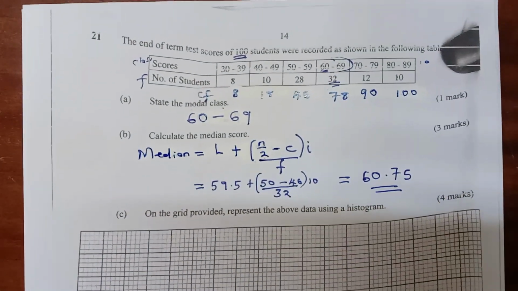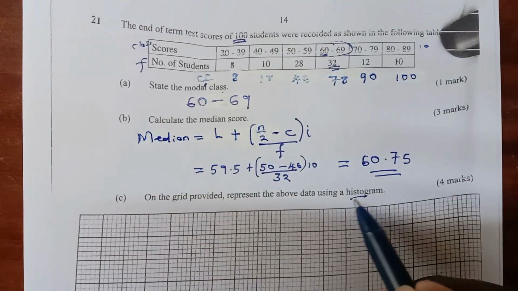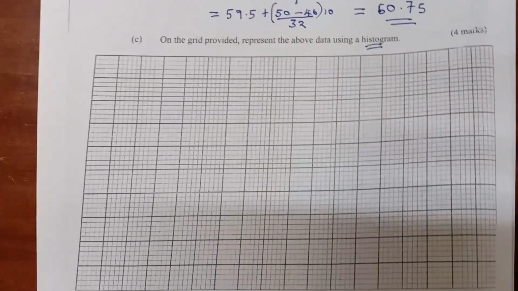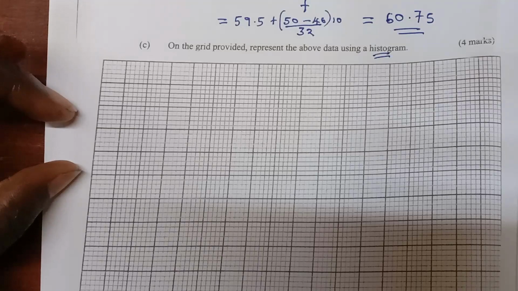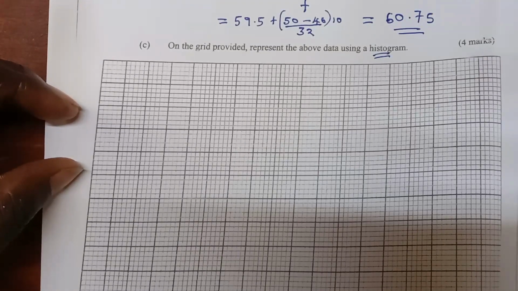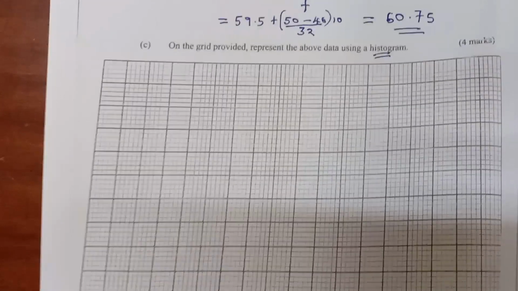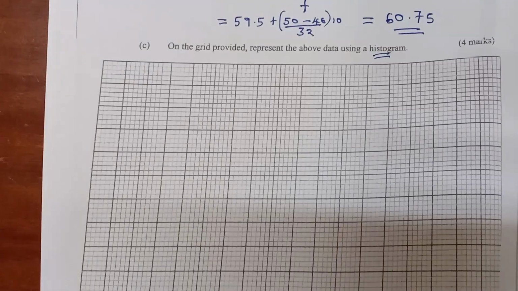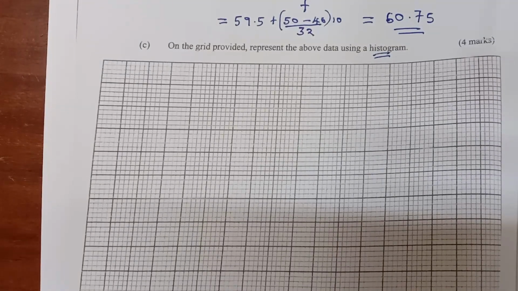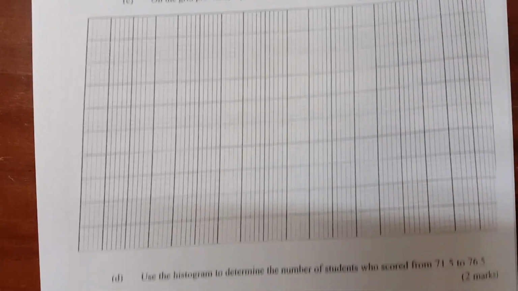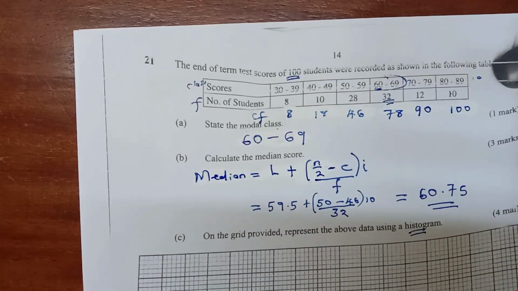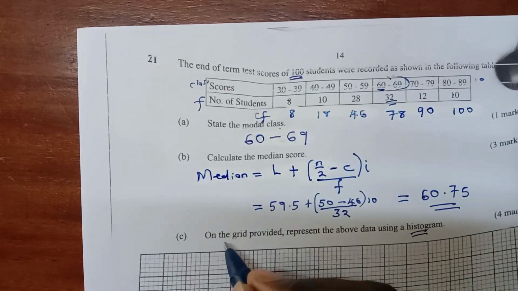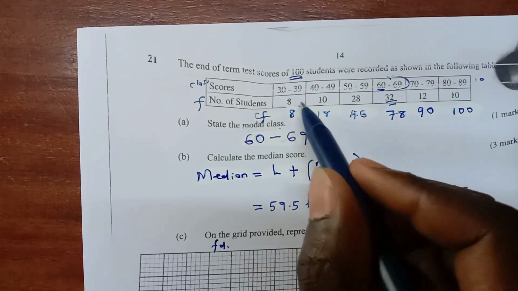Now, next, you've been provided with a grid on which you have to draw a histogram. In drawing a histogram, we have those who draw a histogram using frequency on the y-axis against the upper class boundaries. Then you have those who draw a histogram using the frequency density against the upper class boundaries. Now, if you use frequency density, it means that you need to have another column for frequency density.